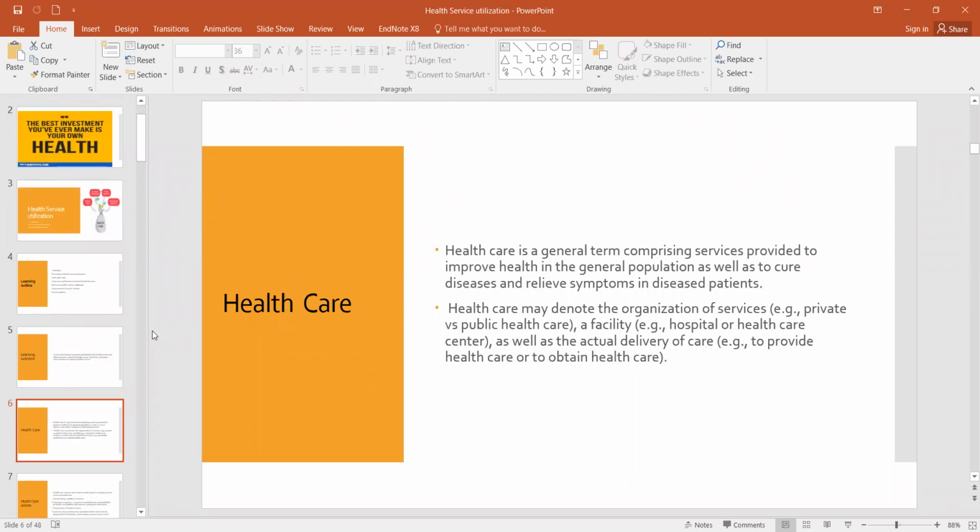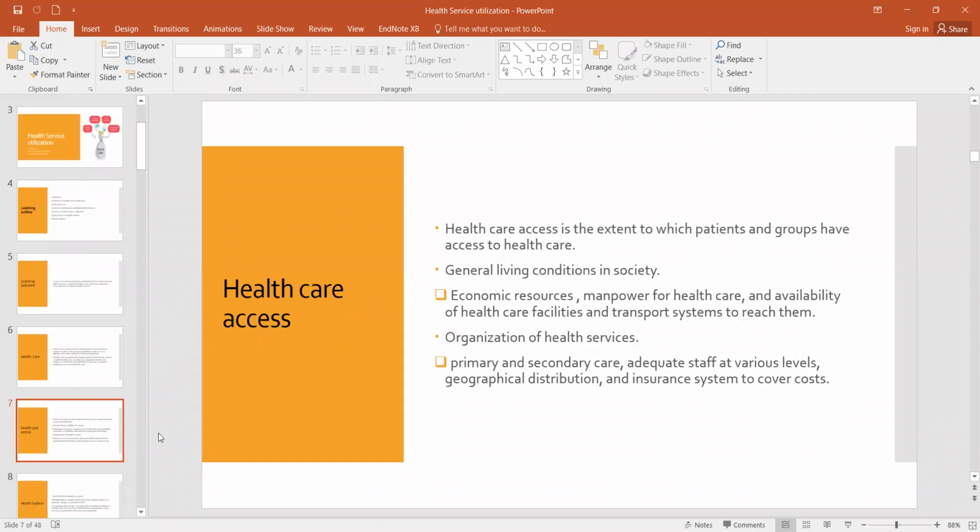First, we define healthcare. Healthcare is a general term comprising services provided to improve health in the general population as well as to cure disease and relieve symptoms in diseased patients. Healthcare may be provided by different organizations like private and public facilities, and the healthcare is provided in these centers.